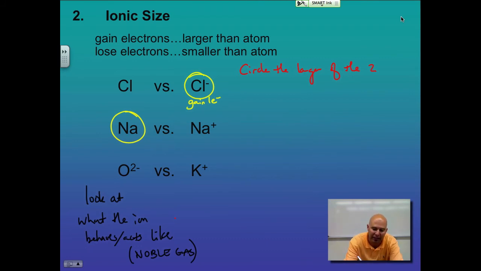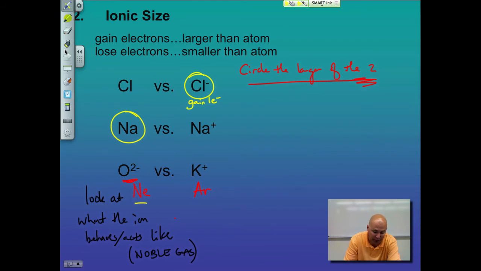So what we're going to look at here is circle the larger of the two. Well, oxygen with a 2- charge. 2- means it's gained 2 electrons, which means oxygen has 8 normally. It's acting like neon. Okay? Potassium has 19 electrons normally. When it forms its ion, it now has 18, so it's acting like argon. Which one's larger? If I say circle the larger of the two, well, neon or argon. Now you're comparing these two. Argon is larger, so therefore potassium's ion is larger than oxygen's ion.